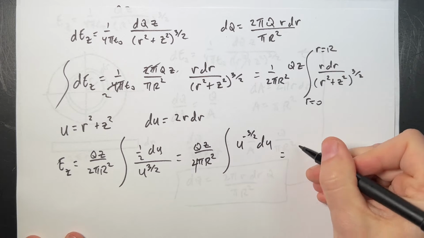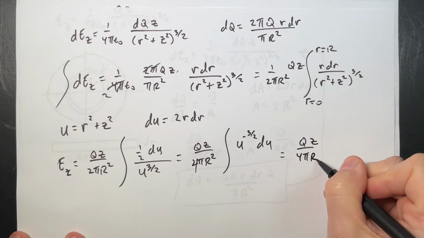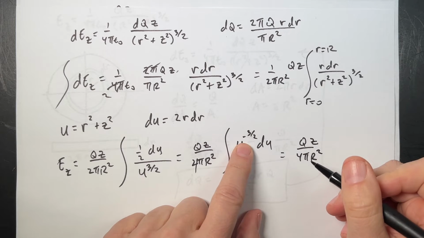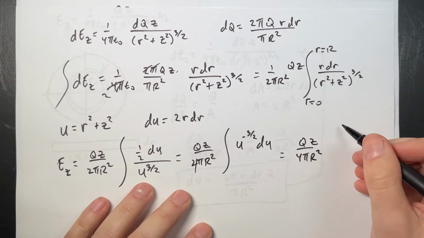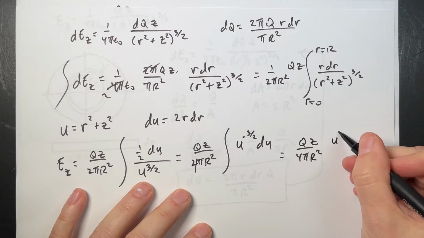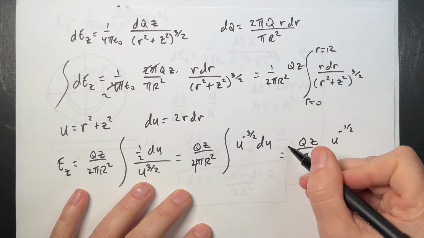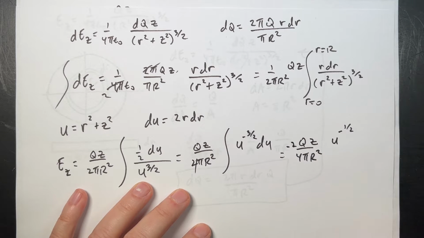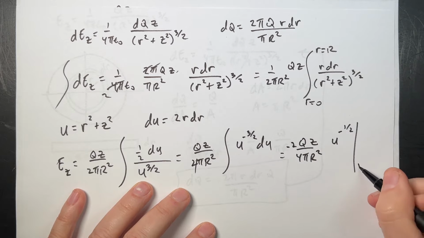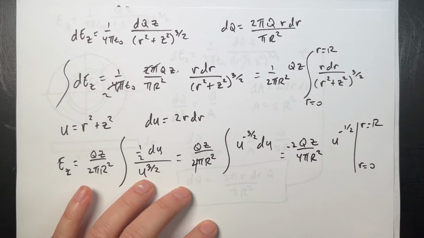So this is going to be equal to qz over 4 pi r squared. Add 1: 1 plus negative 3/2 is negative 1/2. So I get u to the negative 1/2, and then I need to divide by that. Dividing by negative 1/2 is multiplying by negative 2. And then I need to evaluate that from r equals 0 to r equals r.